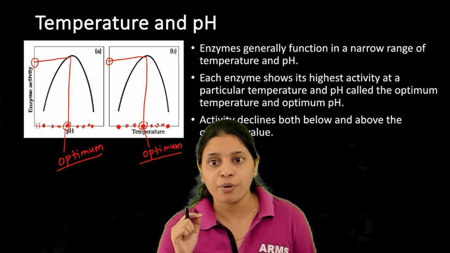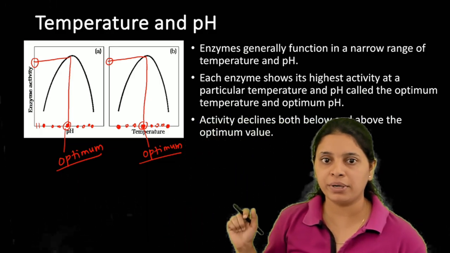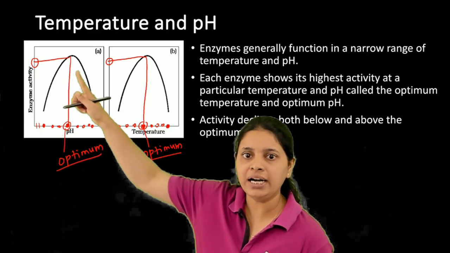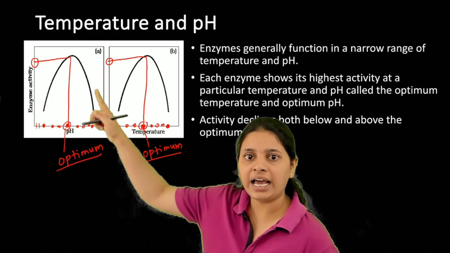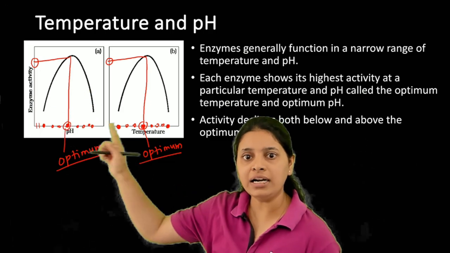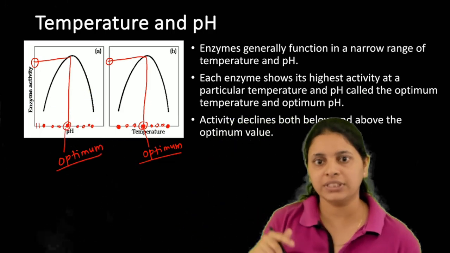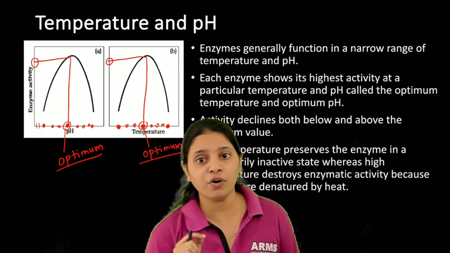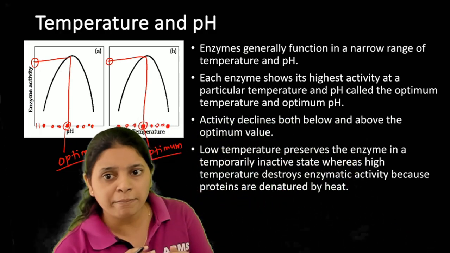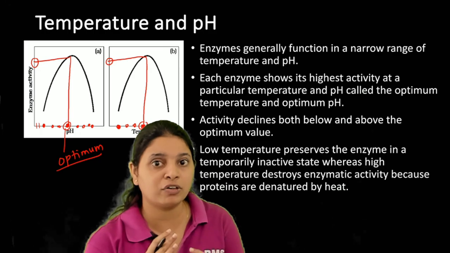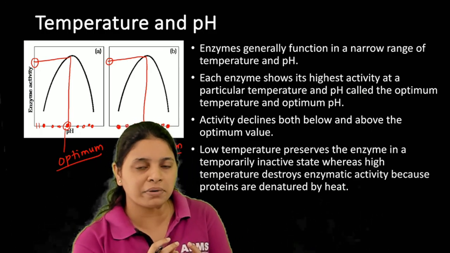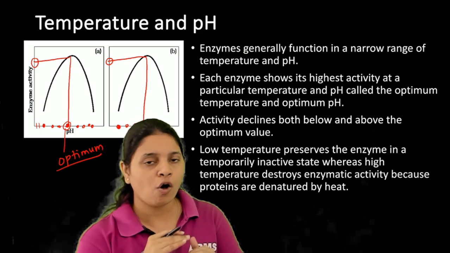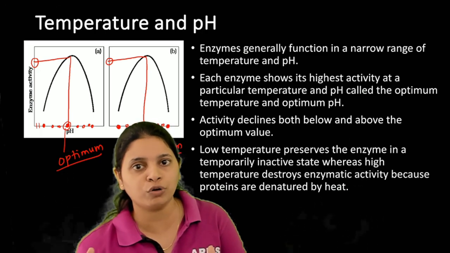Activity declines both below and above the optimum value. Like in this case, you can see this is the optimum pH value, right? And activity is declining both below and above the optimum value. Same for the temperature. Now, specifically for temperature, at low temperatures, the enzymes will be preserved because, as they are proteins, at low temperature the structure is preserved. But activity will be very low or like no activity, depends on how low the temperature is.